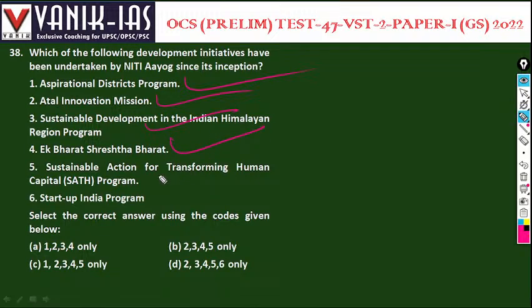Sustainable Action Plan for Transforming Human Capital, the SAT program. These 5 are for NITI Aayog. Skill development by state is wrong. So 1, 2, 3, 4, 5 only.